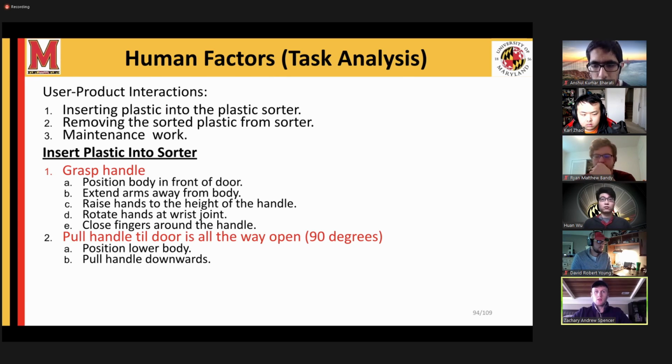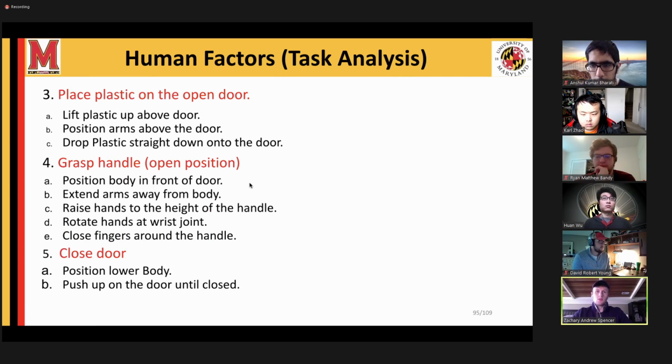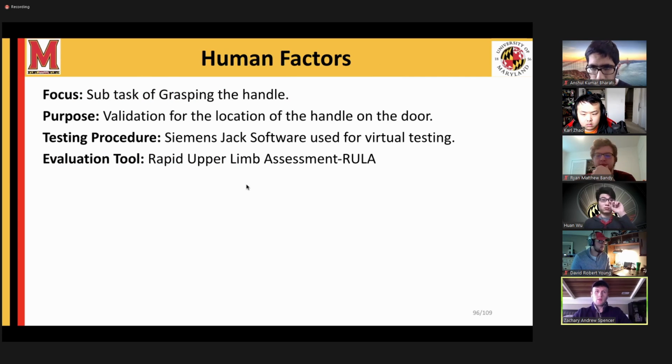So let's examine the inserting plastic interaction for this task analysis. It starts with grasping the handle and then pulling the handle till the door is all the way open. Following these steps, the user will place the plastic on the open door, grasp the handle, and then close the door. We used a rapid upper limb assessment tool in conjunction with Siemens Jack software to validate the location of the handle on the door.